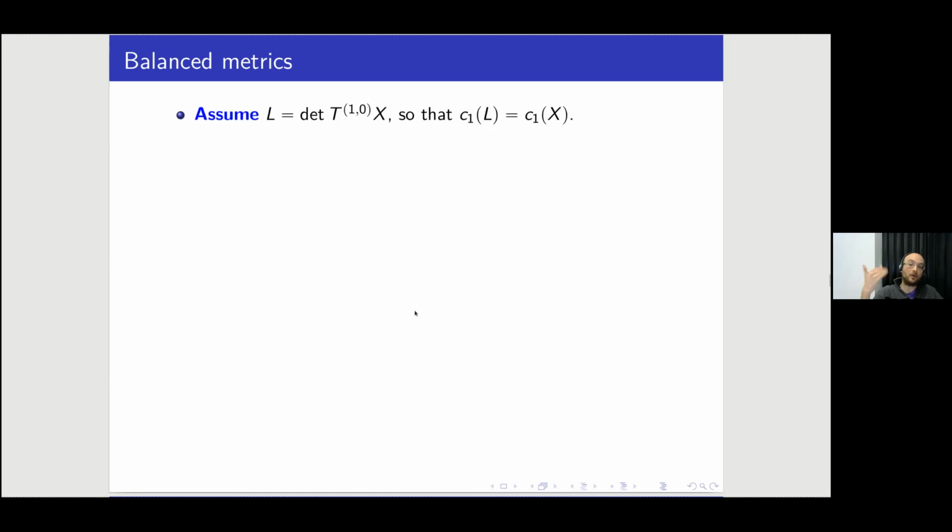Okay, so now assume that this line bundle is actually the determinant of the holomorphic tangent bundle, so that in particular, C1L is equal to C1X, right? So back to the Kähler-Einstein case, if you wish. These things actually are equivalent, but it's not clear, so let me just state it as it is. So what happens in the Kähler-Einstein case? This is the question now.